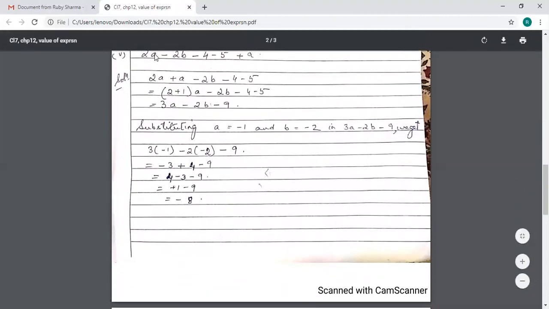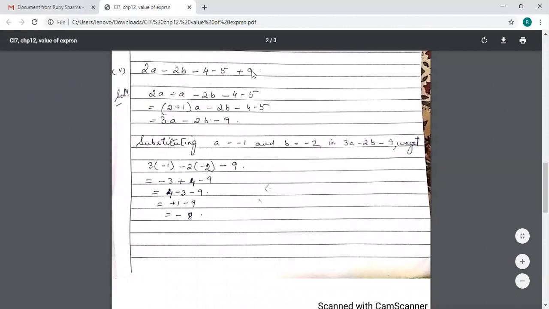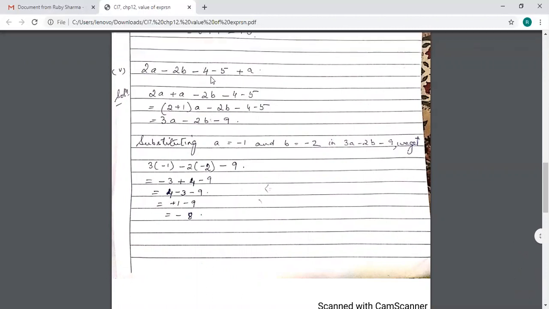For this, you see there are like terms here also. 2a and a are like terms. 2b there's no more like term. Minus 4 and minus 5 is a like term. So you arrange it accordingly. Okay. Now then you can 2a plus a, you can directly get 3a also. You can add the numerical coefficient. Minus 2b minus 4 minus 5 will give you minus 9.